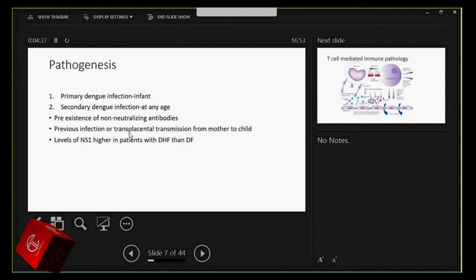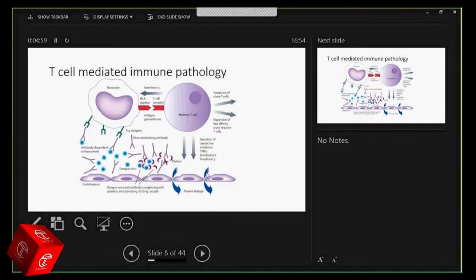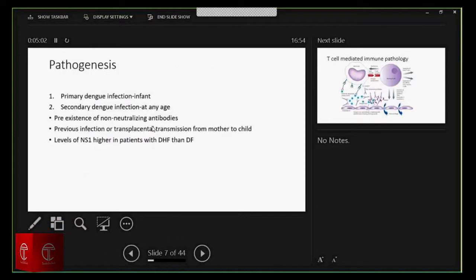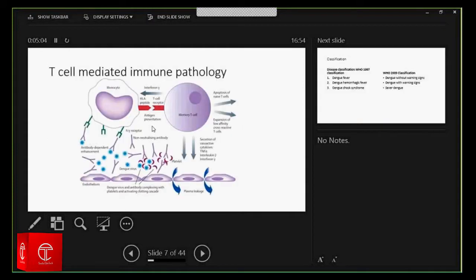Dengue antibodies can go through transplacental passage from the mother to the child, or they can have antibodies from previous infection. So this NS1 protein, when you test it, is at a higher level in patients who have complications like dengue hemorrhagic fever than patients with dengue fever. So the higher the level, the patients are more likely to have complications. Not necessarily, but the levels would be higher in dengue hemorrhagic fever.